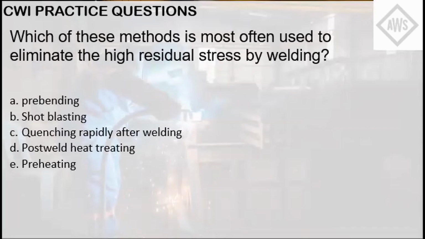Preheating promotes appropriate grain structure by preventing rapid cooling of the metal, but the trick here in the question is that it eliminates high residual stress by welding, which only means that the stress is produced after welding. So this leaves us with the answer letter D, post-weld heat treating, whose primary purpose is to eliminate residual stress due to the welding.